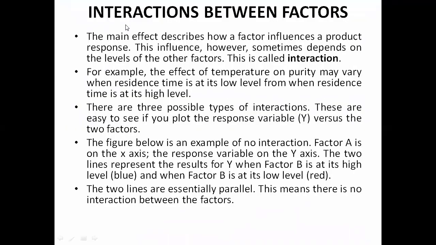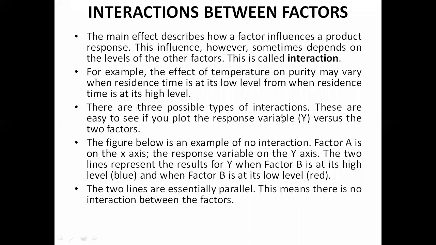So interaction between factors is the next thing. The main effect describes, as we just saw, 1.5, how a factor influences a product response. This influence, however, sometimes depends on the level of other factors. This is called interaction. For example, the effect of temperature on purity may vary when residence time is at its low level from when residence time is at its high level.